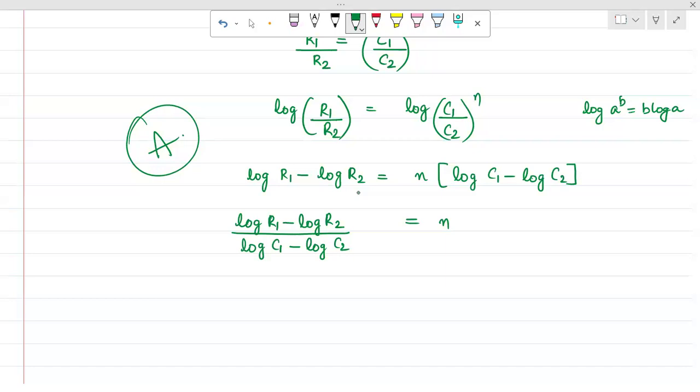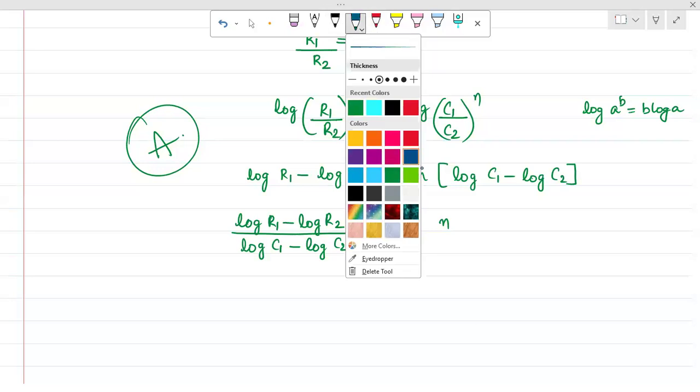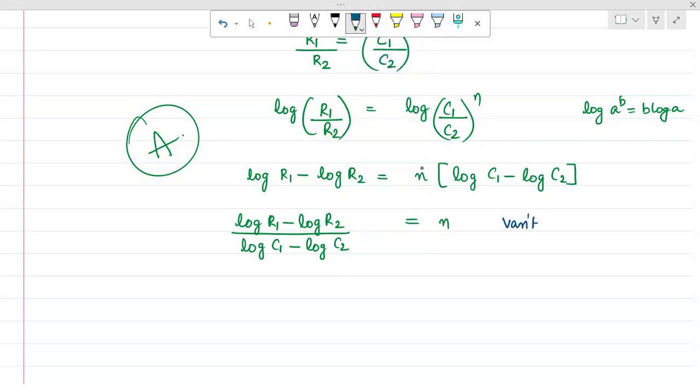Okay? So this method of finding the order using rates and concentration is actually called the Van 't Hoff method. You need not learn the method. I'm just explaining the terms behind that. That's all.